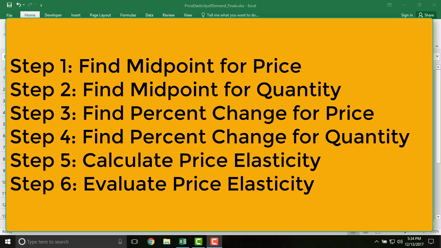Okay, so step one, we're going to identify the midpoint for pricing. Step two, we're going to evaluate the midpoint for quantity demanded. Step three, we're going to calculate the percent change in the price using the midpoint that we've done in step one. Step four, we're going to find the percent change in demand based on what we've found for the midpoint in step two. Once that's all done, we get the fifth step, where we can finally do the price elasticity of demand calculation. And remember, that's quantity demanded on top of price.